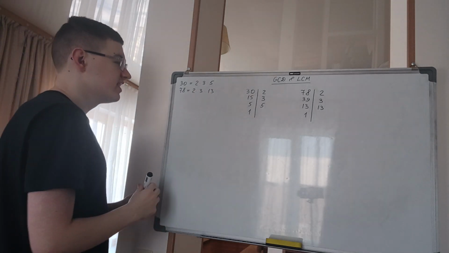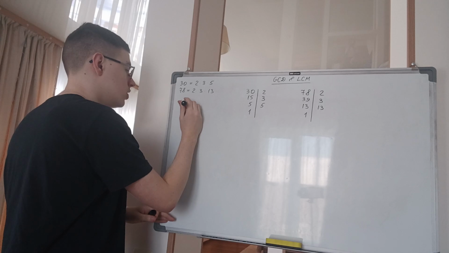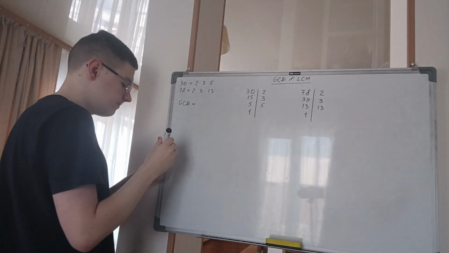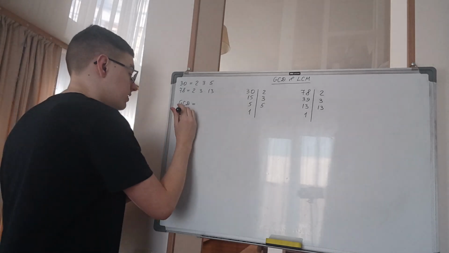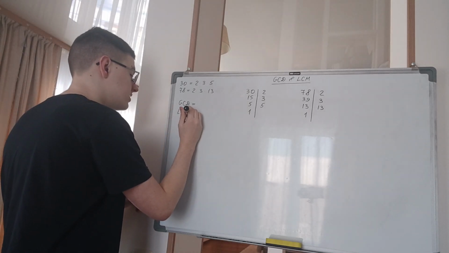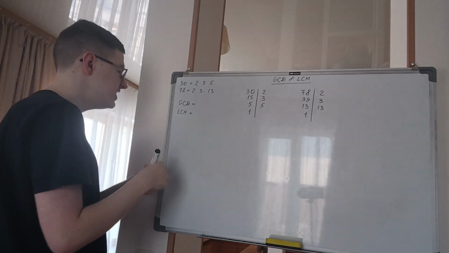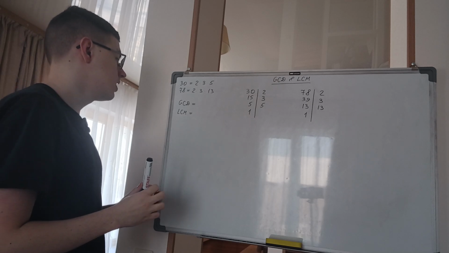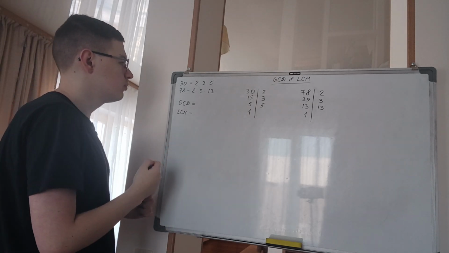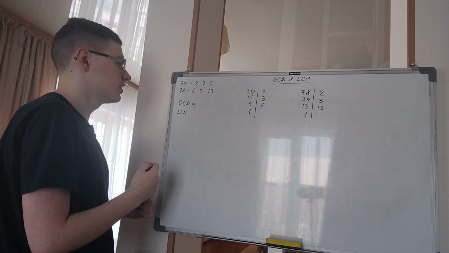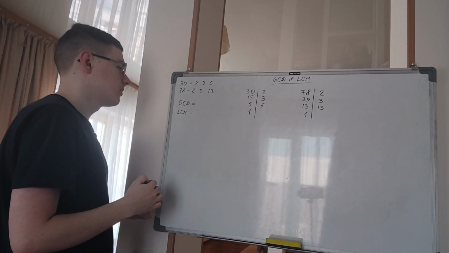So, to find the greatest common divisor, we should take only the minimum number of occurrences of each multiplier. Whereas to find the LCM, or least common multiplier, we should put here the maximum number of occurrences.